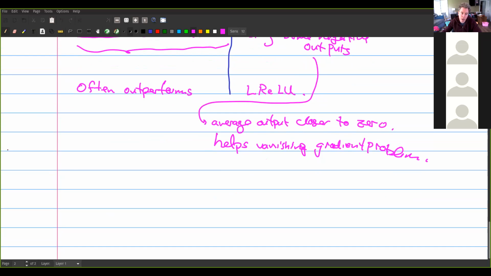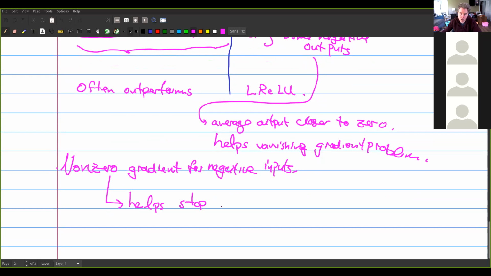And it also has a non-zero gradient for negative inputs. This helps with the dying nodes problem, so this helps to stop the neurons from dying. Okay, and finally, it's smooth everywhere, which speeds up gradient descent. The downside is that it is a little bit slower.